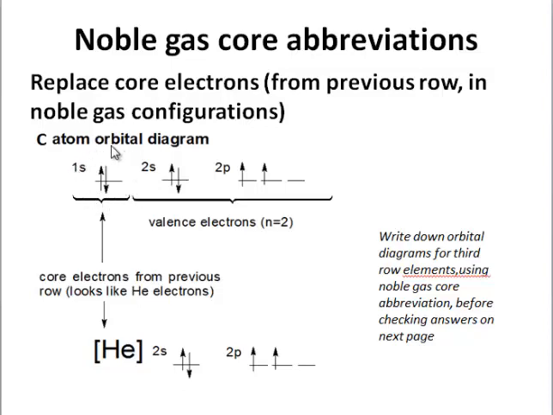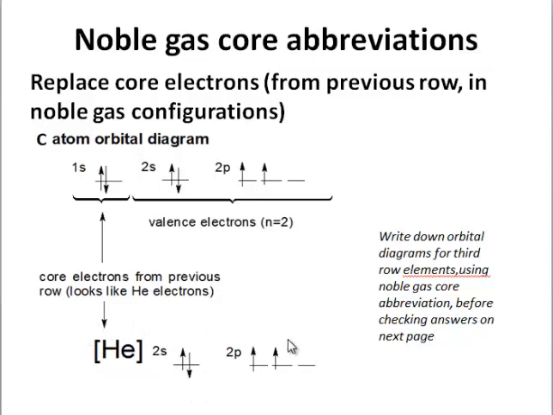Also note that this looks like an orbital diagram from the noble gas at the end of the previous row. Noble gas core abbreviations have to be noble gases. This is essentially the electron configuration of helium. So you can replace it with a symbol for helium in brackets, and this abbreviates the orbital diagram.